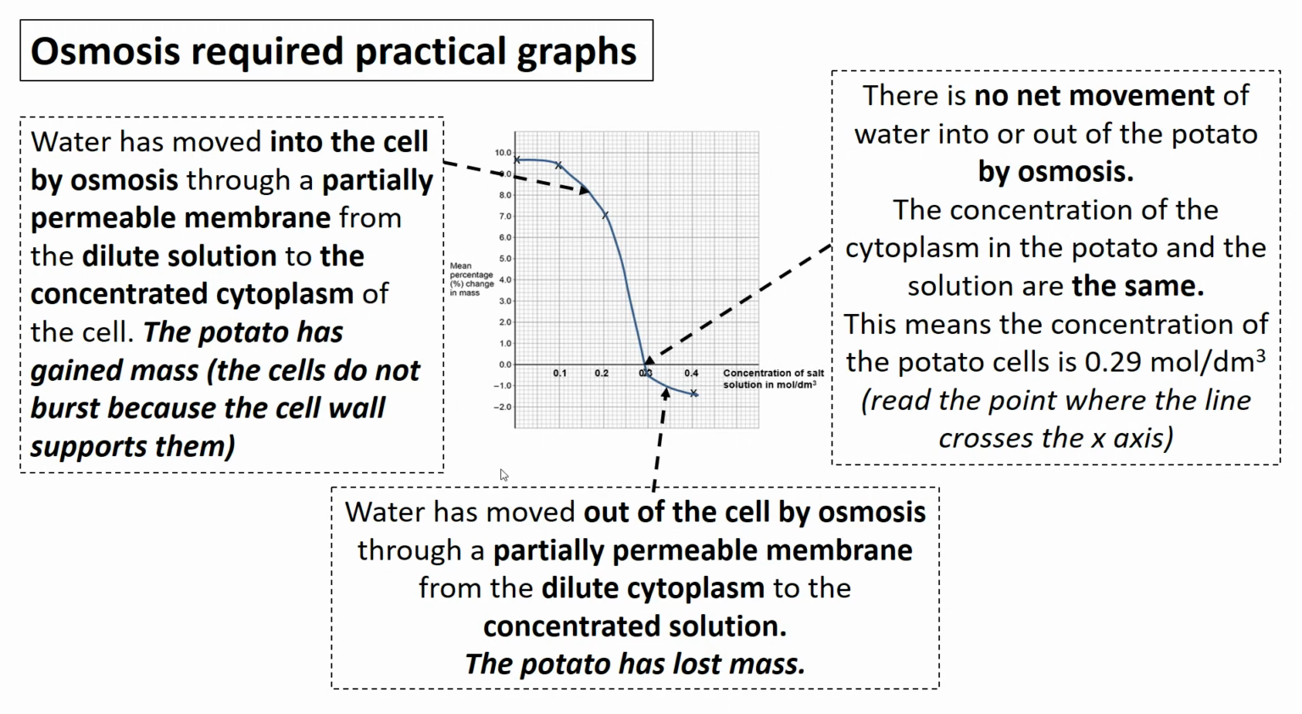Below that line, the water's moved out of the cell by osmosis through that partially permeable membrane from the dilute cytoplasm to the concentrated solution, and the potato loses mass. So it's really important you understand those key features of that osmosis practical and how to interpret the results that you get.